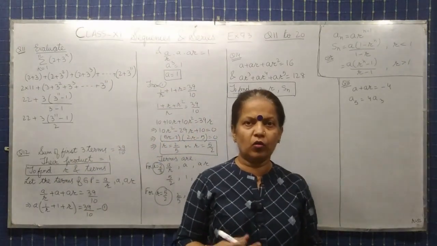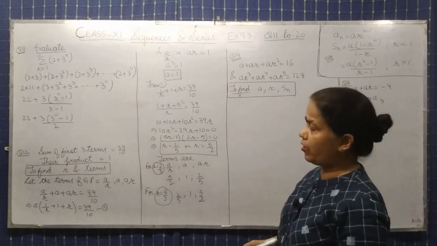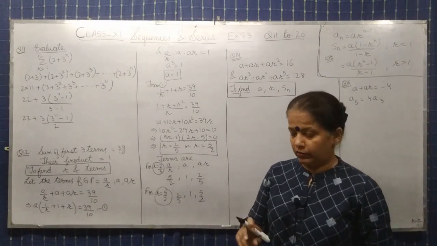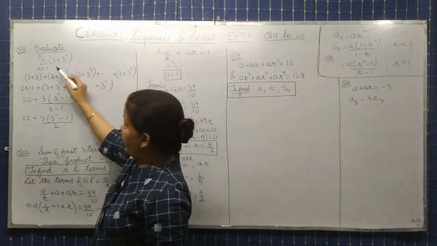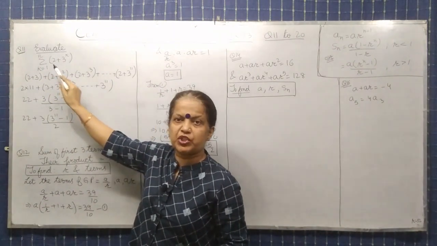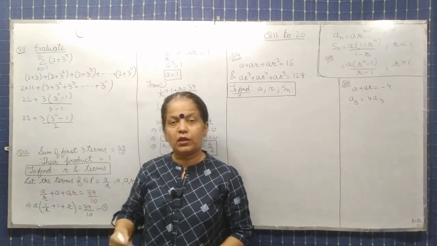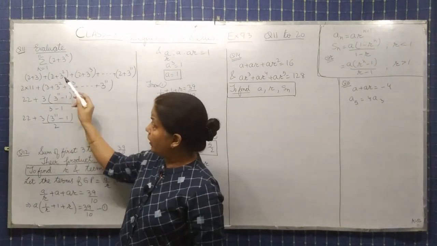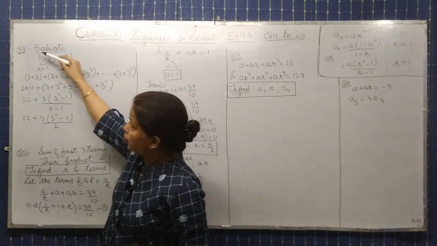Today we will go for the next questions, from 11 to 20. In question 11, it is given: evaluate. If you see, it's a summation. Summation means you did it in your 10th class also. Summation means sum, and the value is from 1 to 11.